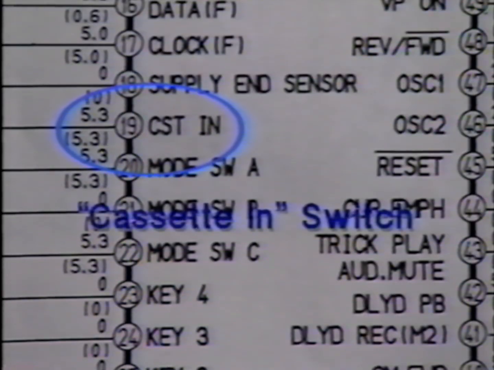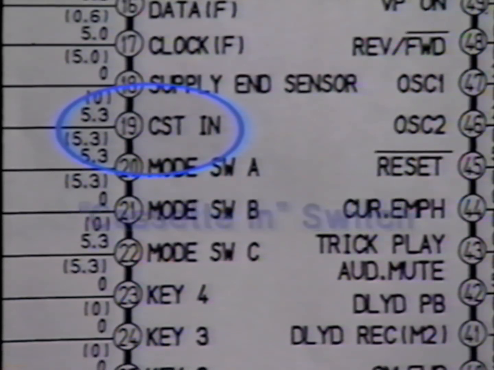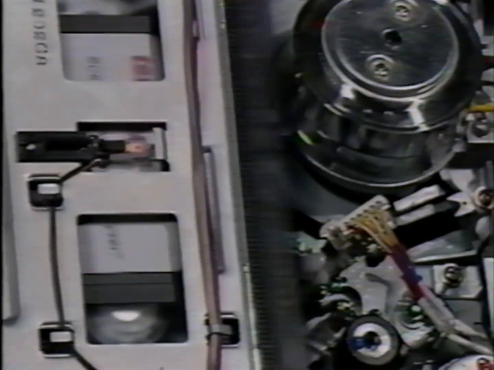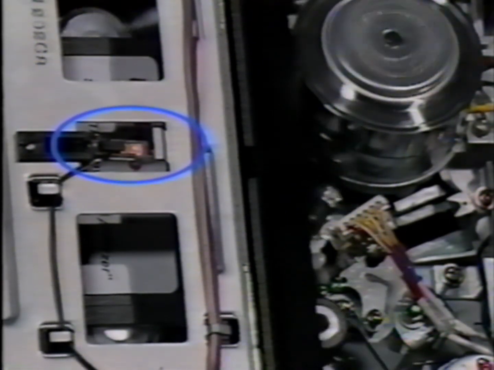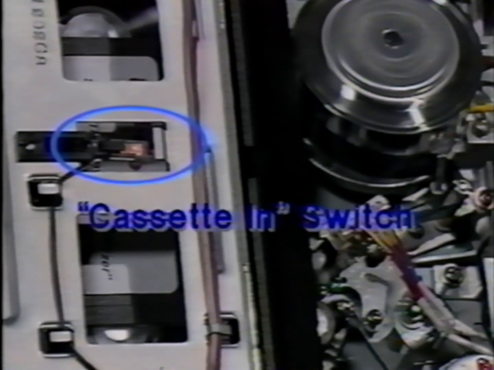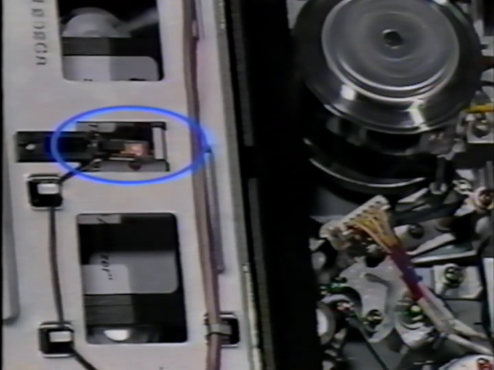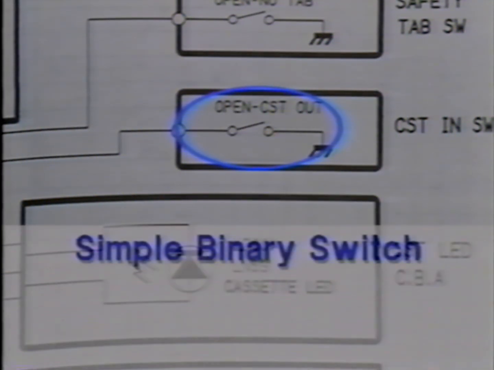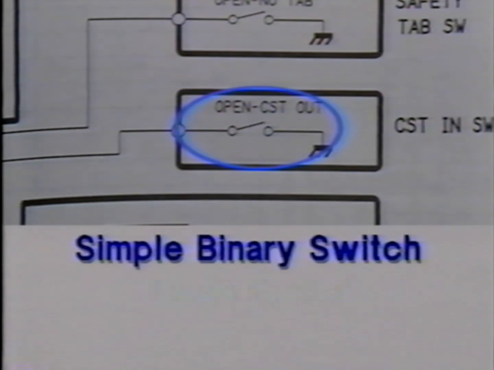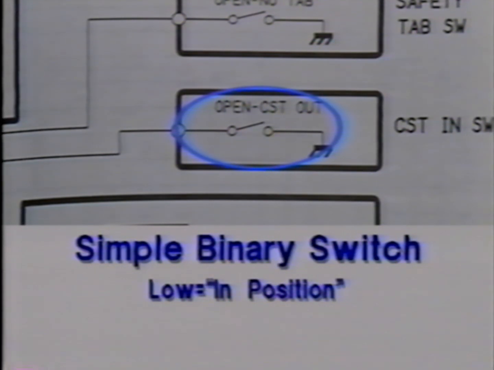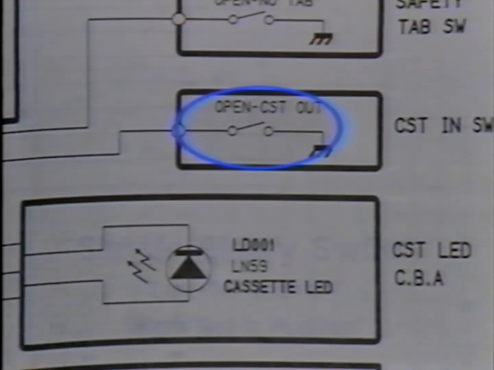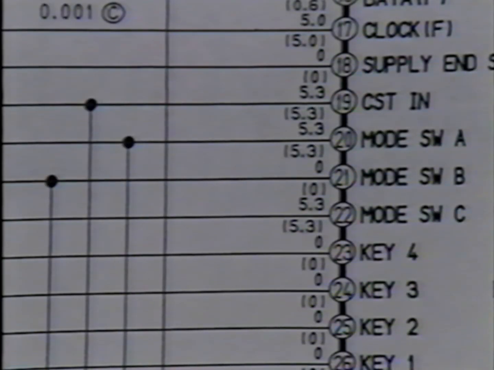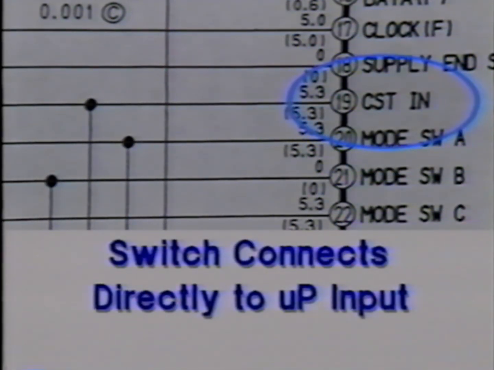The microprocessor's program will not let it perform any tape movement function until it senses that a video cassette has been loaded into position. It senses this condition through a simple mechanical switch, which is operated by the cassette. Because the cassette is either in position or it's not in position, the switch output is simple binary. It is low when the cassette is in position and high when it's not. The switch can directly drive an input port line on the microprocessor.